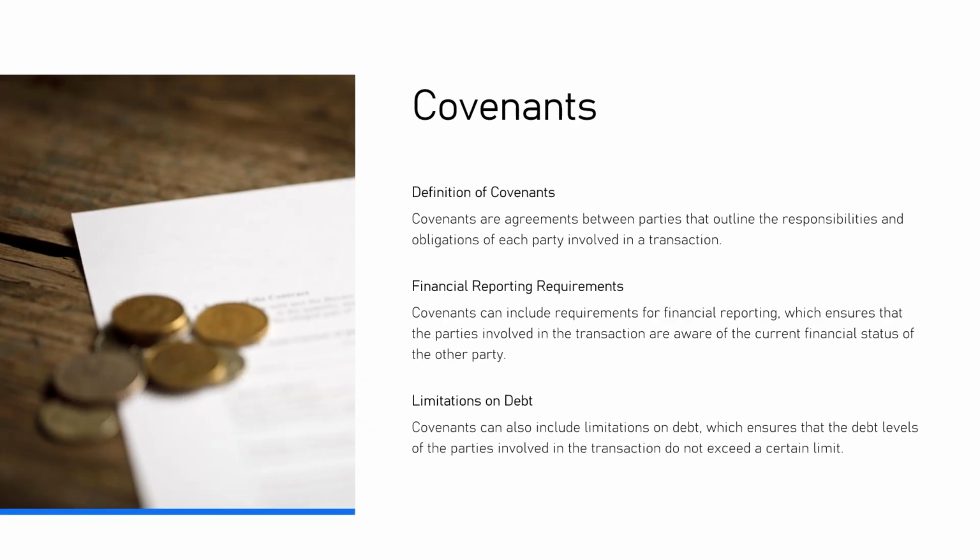Covenants. Definition of covenants. Covenants are agreements between parties that outline the responsibilities and obligations of each party involved in a transaction. Financial reporting requirements. Covenants can include requirements for financial reporting, which ensures that the parties involved in the transaction are aware of the current financial status of the other party.